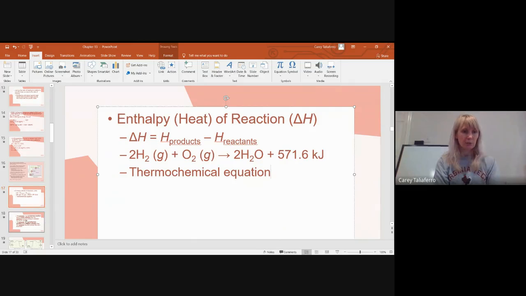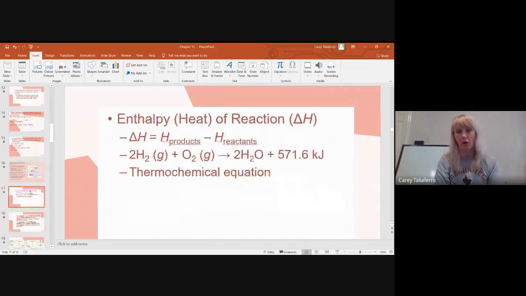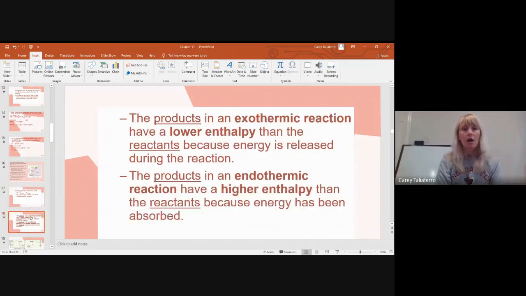All right, so let's talk about what all that means. You'll go back to this equation and notice that on the product side was energy. 571.6 kilojoules of energy is released if we were to make water from its elemental form. So let's talk about what that means. In an exothermic reaction, the reaction overall gives off heat, gives off energy. The products have a lower enthalpy than the reactants.